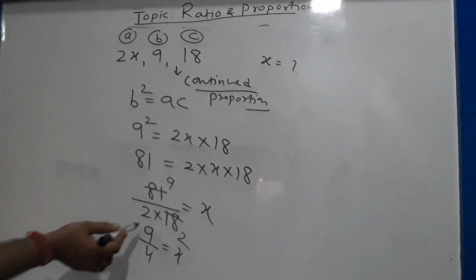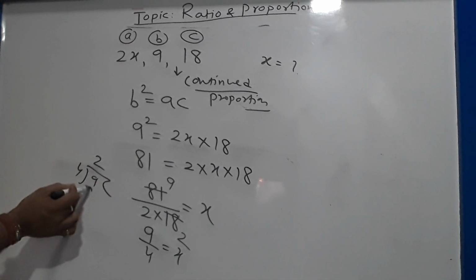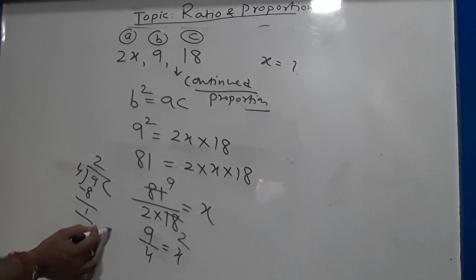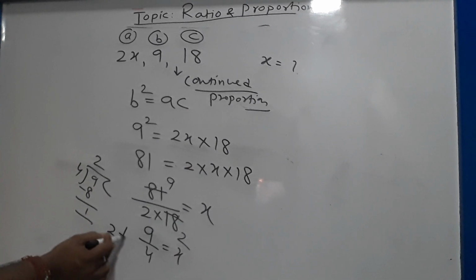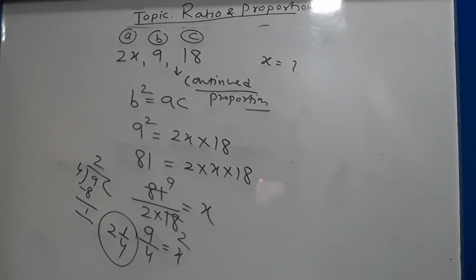You can write this as a mixed fraction. Divide 9 by 4. 4 2s are 8. 9 minus 8, 1. So I can write 2 and 1 upon 4. So this is the value of x.